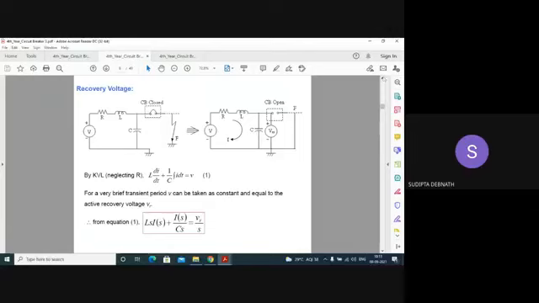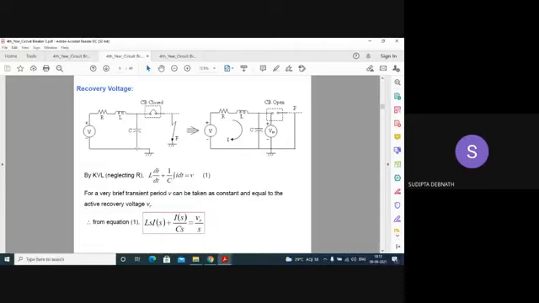Now let us find out the equation for this. We'll start with this one. The recovery voltage is the normal frequency RMS voltage that appears across the contacts of the circuit breaker when there is final arc extinction. Finally the arc is extinguished. Initially this will be closed. Whenever there is a fault, this will be opened. Now whenever this is opened, what happens? The voltage across this contact is the voltage across this capacitor.